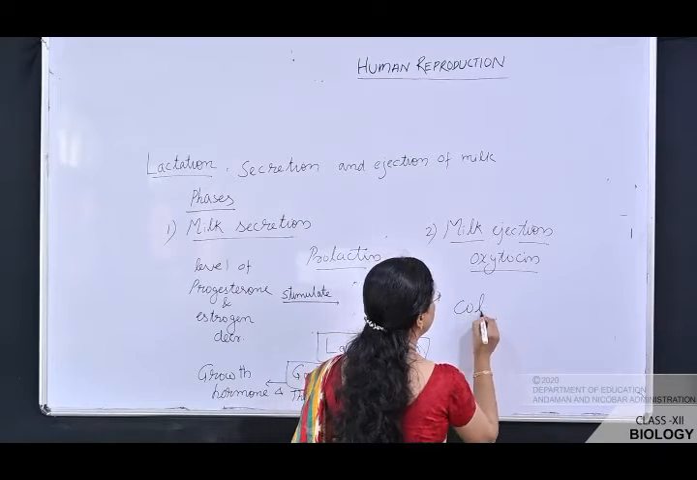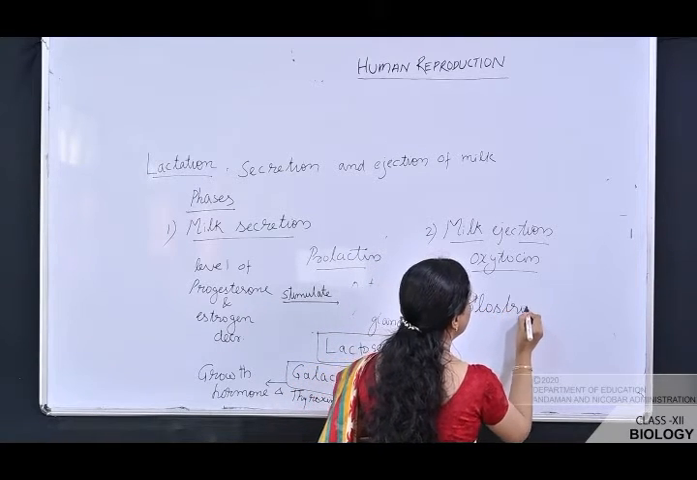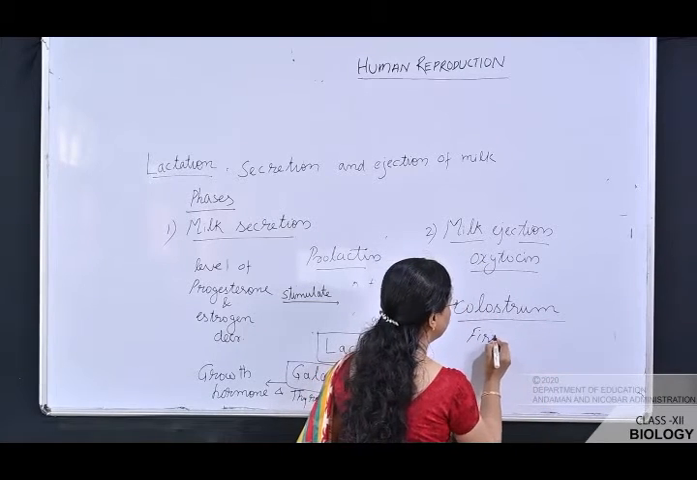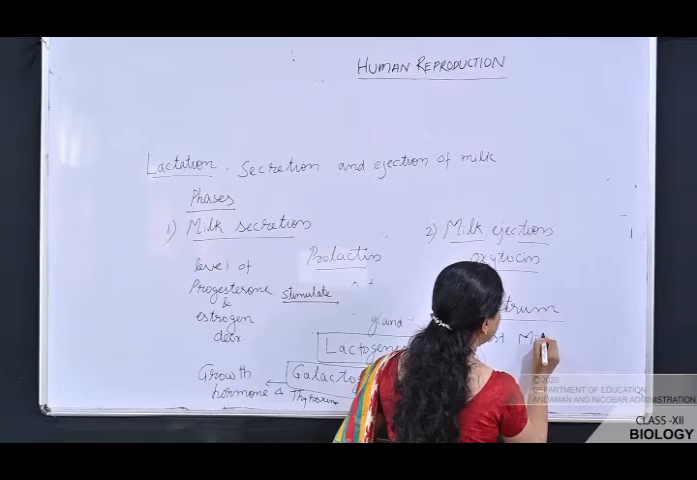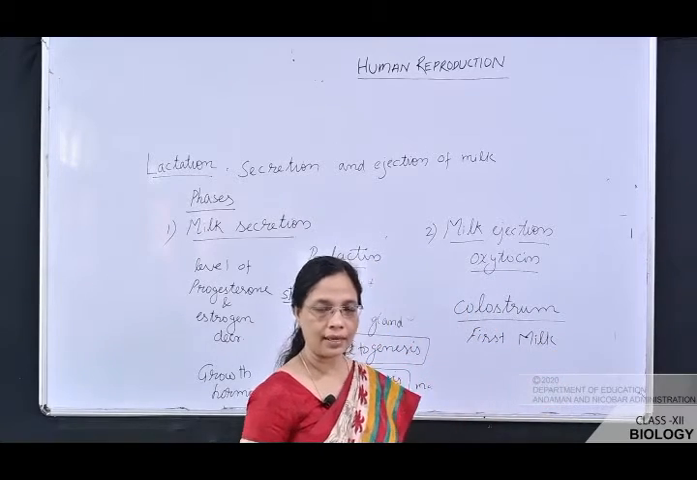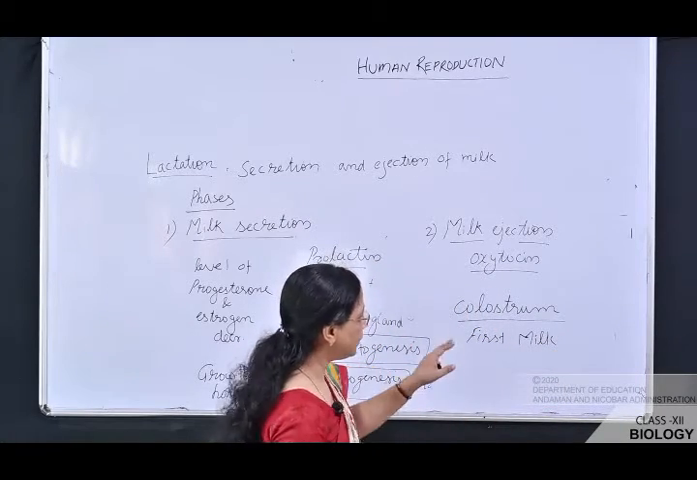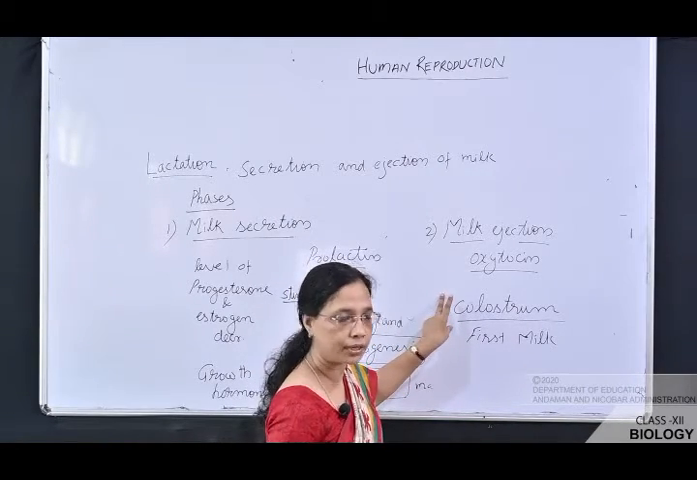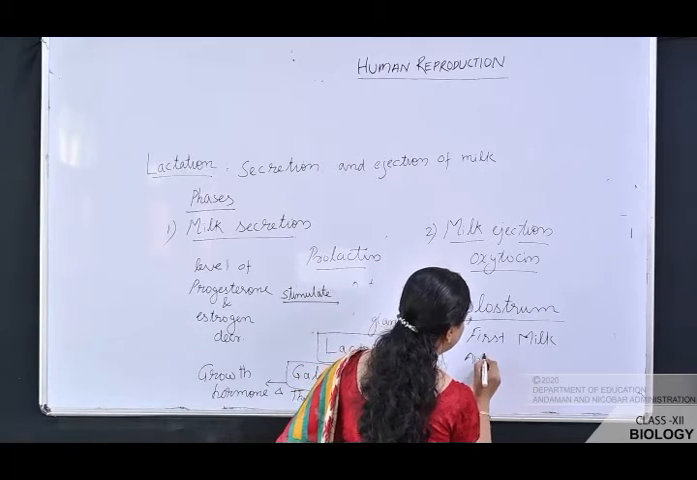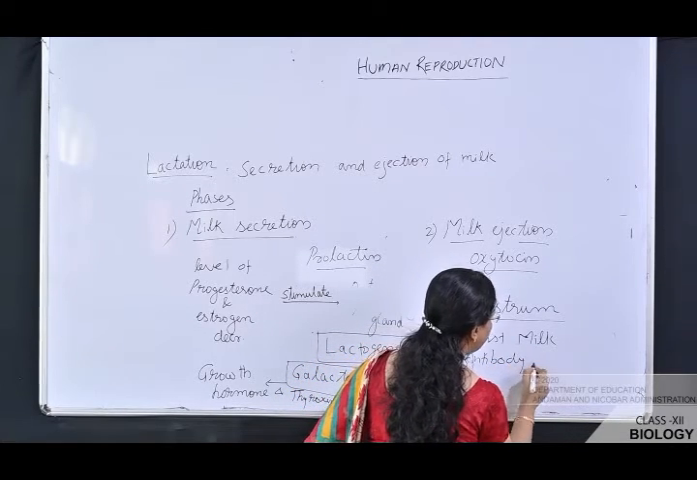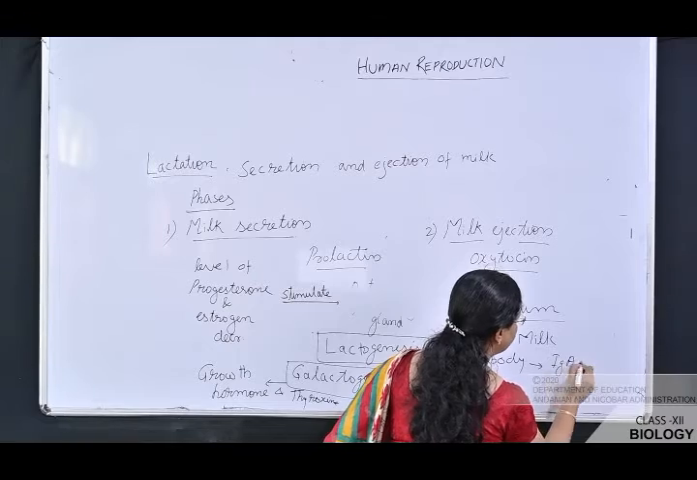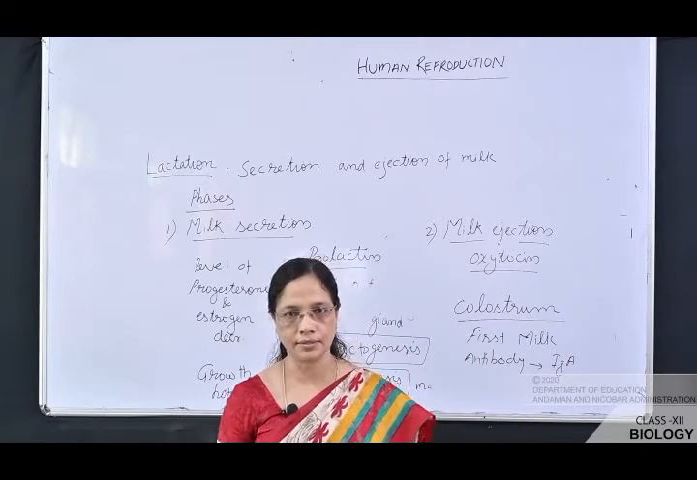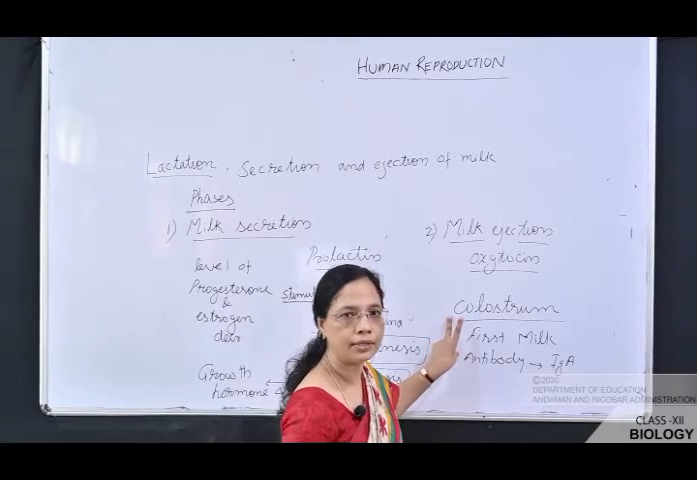There is one more term, that is colostrum. What is colostrum? Colostrum is said to be the first milk of the mother. This is the first milk. This milk is thick and yellowish in color, and it is very essential for the fetus, or you can say the newborn infant, because it has antibodies, like IgA. It can resist diseases. That is very essential for the babies.